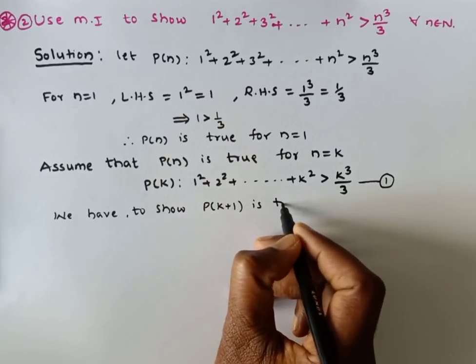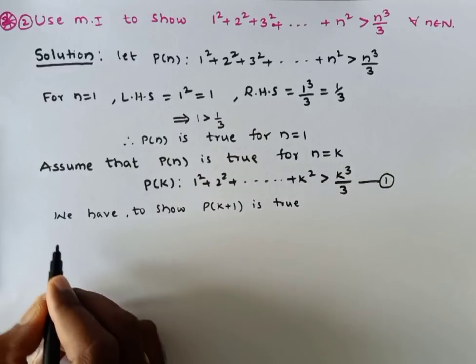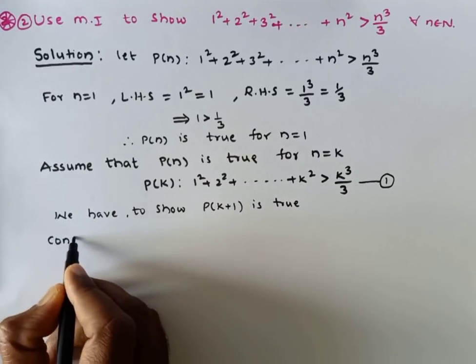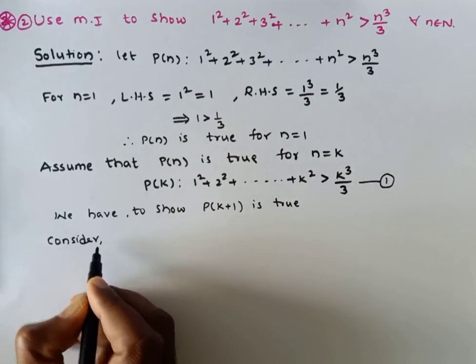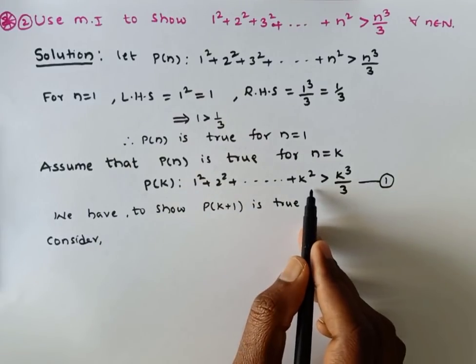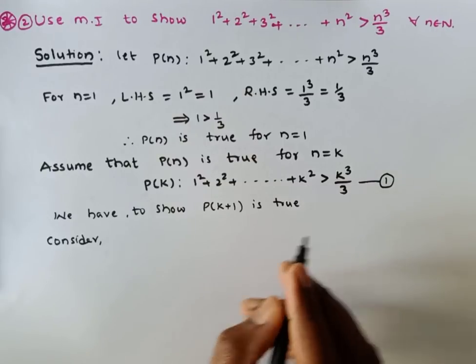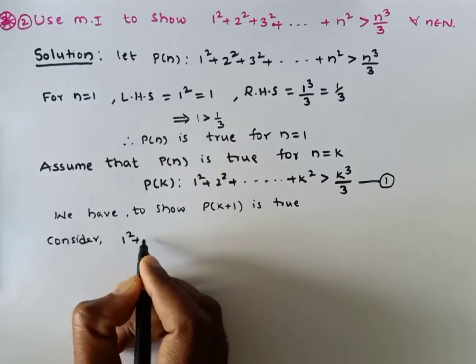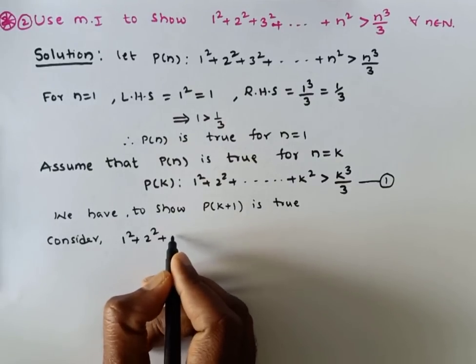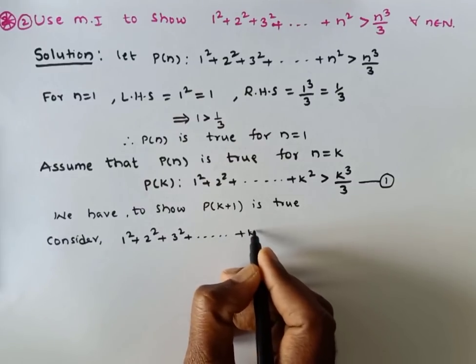P of k plus 1 is true whenever P of k is true. Now for that, consider k plus 1 terms. We have k terms on the left hand side. So considering k plus 1 means we need to add the extra term: 1 square is the first term, 2 square is the second term, 3 square is the third term, and so on, plus k square is the kth term.